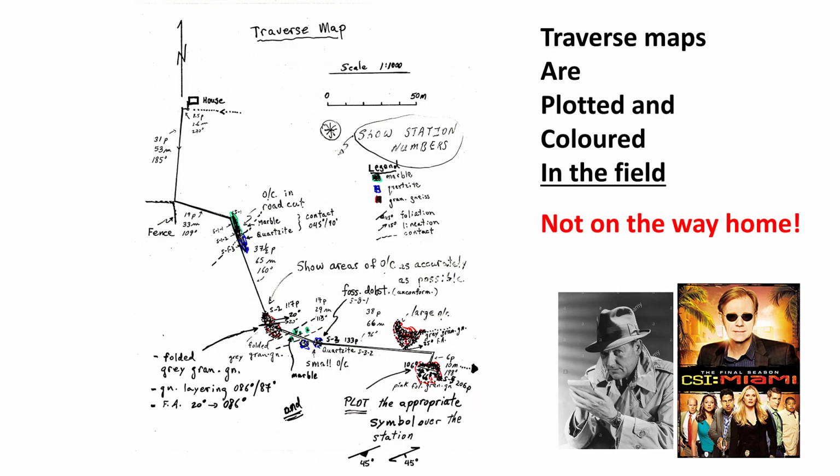A very important point, traverse maps are plotted and colored in the field, not on the way home, such as on the bus, in the vans, or even later than that once you get home. You can think of yourselves as a bit of a PI or CSI Miami investigator, where you always see their notebooks out and them writing down their observations in the field to make sure that they get the detail correct by writing it down in the moment that it's collected.